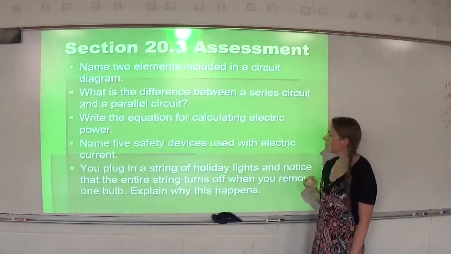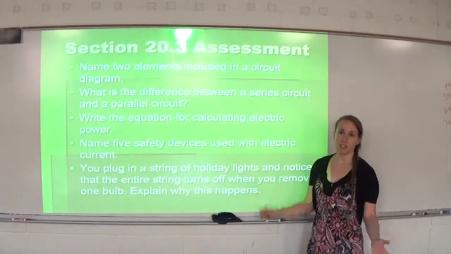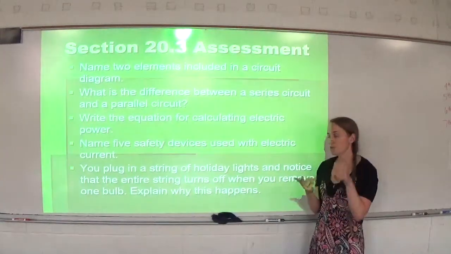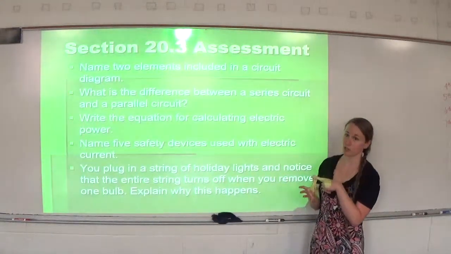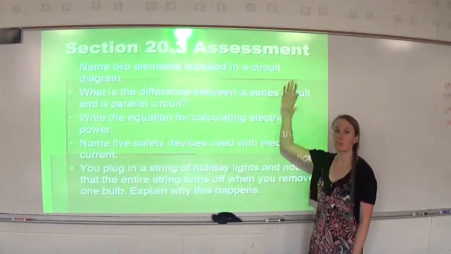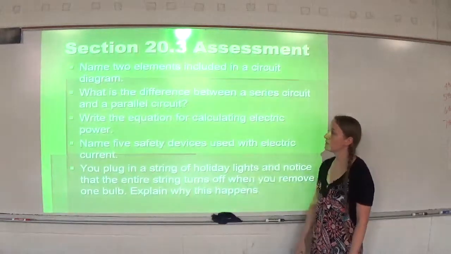Name 5 safety devices used with electric current. Well, we literally just listed those. So you have correct wiring, you have insulation, you have grounding, you have fuses, and you have circuit breakers. Okay, it's really on the side right before this. It lists all 5 of them.